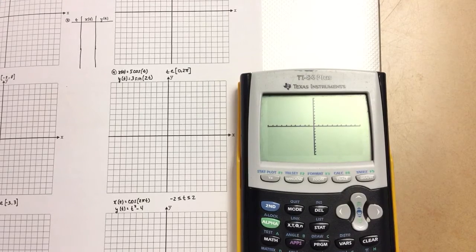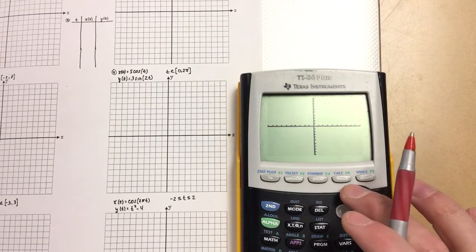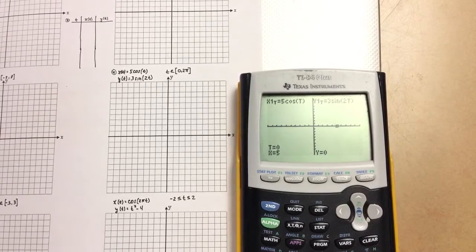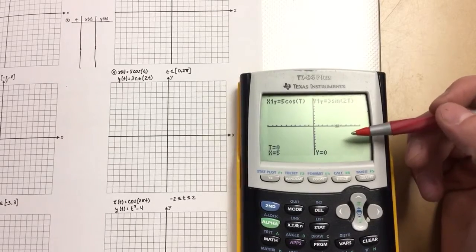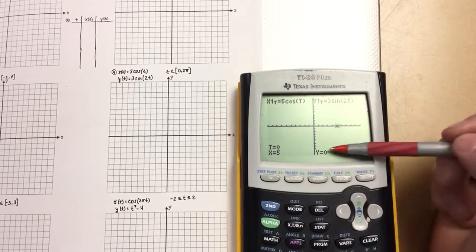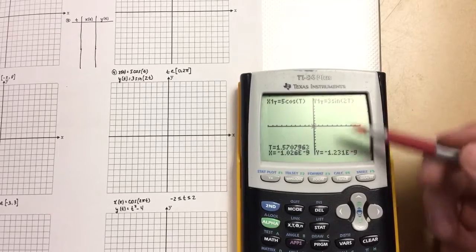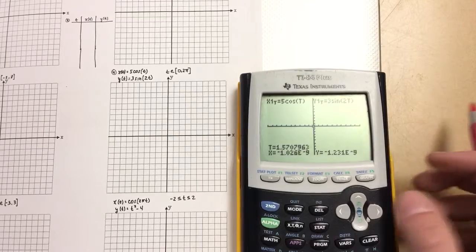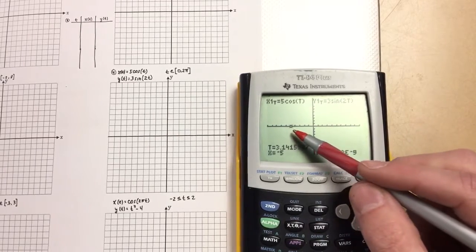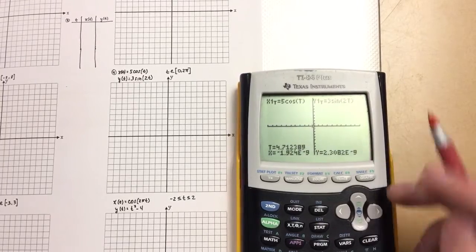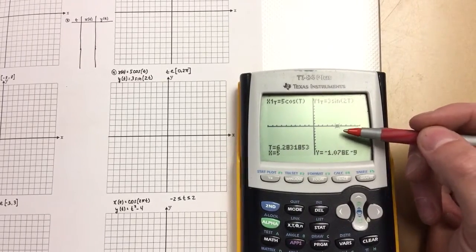You can't actually see anything on this graph because it's hidden in there. But if I hit the trace button, what that does is it puts the little turtle on the graph for us, and then I can hit left or right. Actually, I'm going to hit right because I'm starting at time equals 0. There's our coordinate, x, y. If I hit the right button, it says t equals 1.57. That's going up to pi over 2. Well, that's going to be at that location. If I keep on hitting, the turtle marches along the graph. So it's there. There's the turtle hidden in there.